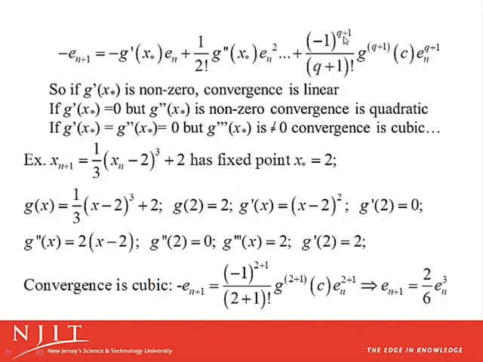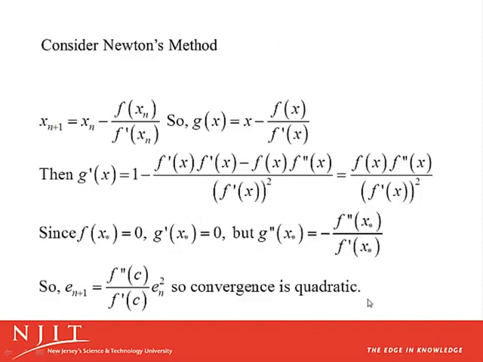We get minus 1 cubed over 2 plus 1 factorial, the third derivative of g somewhere near the root, times the previous error to the 2 plus 1, to the third power. So we have the new error is 1/3 of the old error cubed. And I encourage you to start with x0 equal 3 and see what happens to the iterates, and compare with this result for the convergence analysis.